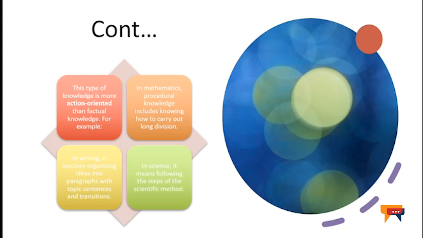And as we continue, we say this type of knowledge is more action-oriented than factual knowledge. For an example, in mathematics, procedural knowledge includes knowing how to carry out long division. In science, it means following the steps of the scientific method, and in writing, it involves organizing ideas into paragraphs with topic sentences and transitions.